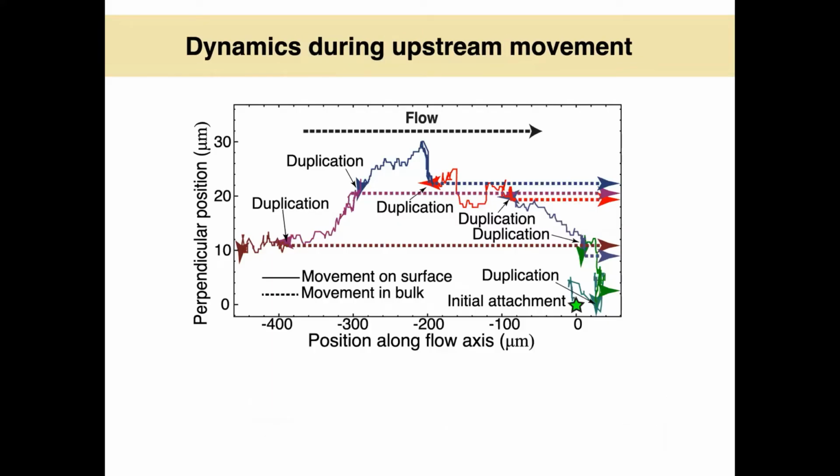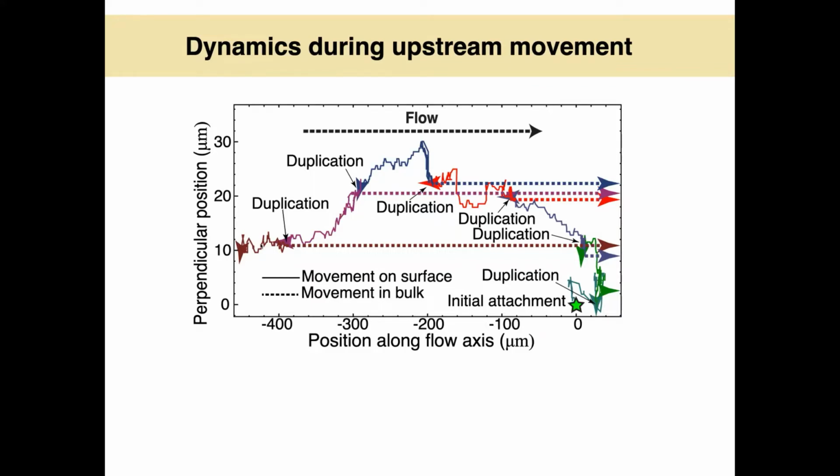Yeah, great question. What we're looking at are different actions that we observe. We observe that bacteria are duplicating when they're on the surface. Sometimes they're moving upstream, and sometimes they are reattaching to the surface. We can start with initial detachment here. Sometimes they get swept downstream, and sometimes when they duplicate, one of them falls off. But for the most part, if you track them over enough life cycles, they're going to move upstream.